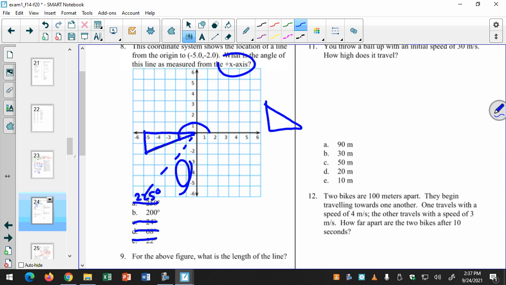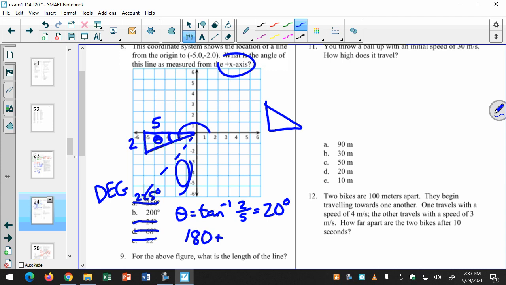What would be the actual way to numerically solve it? Yeah, so I have the sides of this are 2 and 5, and so I'd start by finding this angle. Theta is the inverse tangent. Let's see, SOHCAHTOA, opposite over adjacent. That's 2 divided by 5. If I do that in my calculator, in degree mode, make sure you're in degree mode always for this class, I get 20 degrees. But then, notice I didn't put 20 as an option. So to get the actual answer, I say 180 plus 20.